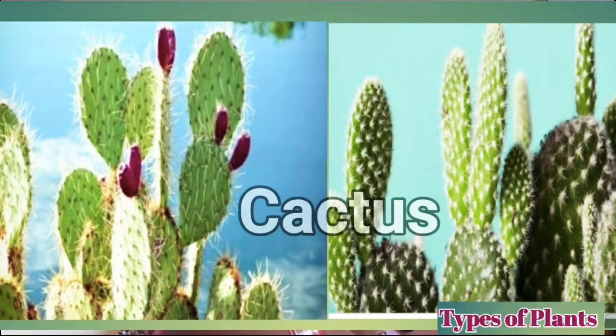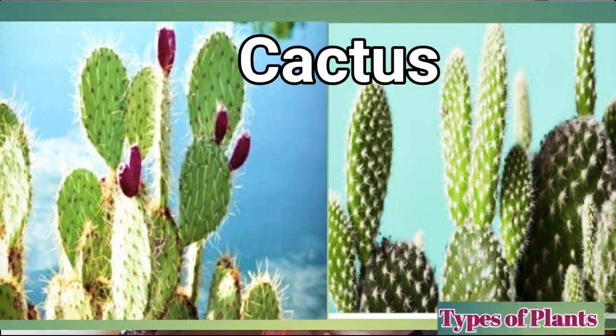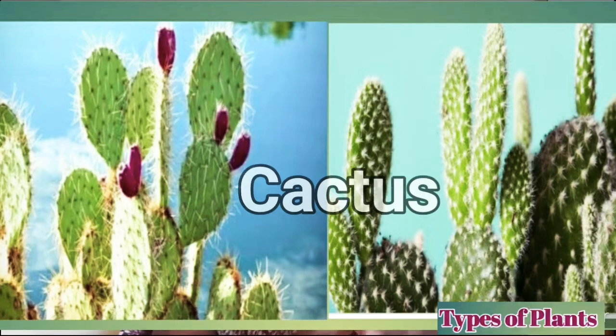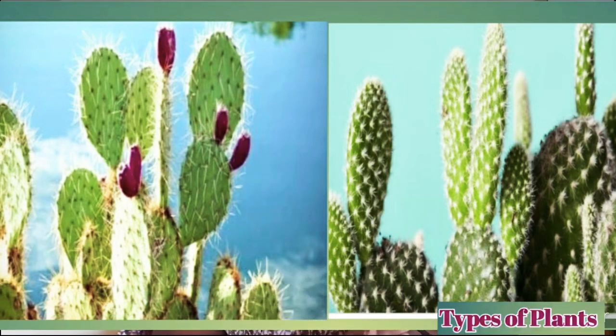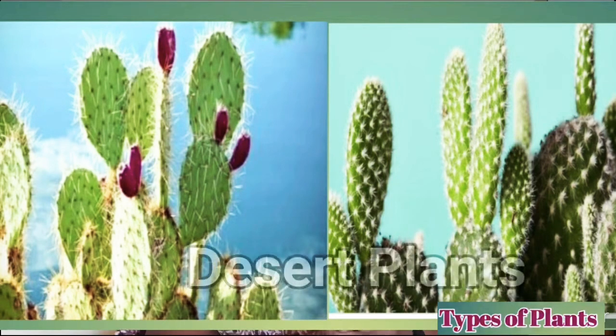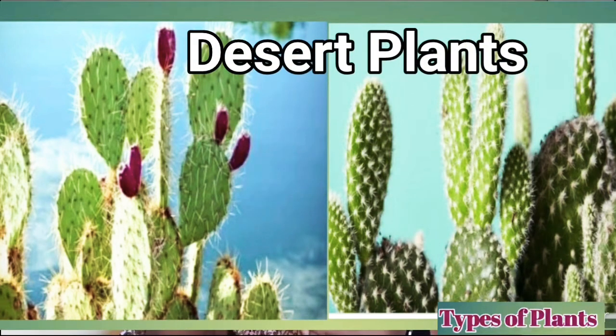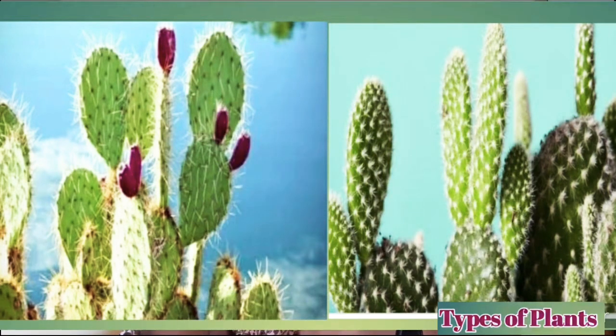Some plants like cactus, colocasia, those plants grow in desert areas. They are called desert plants. Look here, these are the desert plants. See, different plants grow in different climatic conditions, different weathers. Even in hot conditions, plants like desert plants grow in very hot conditions.